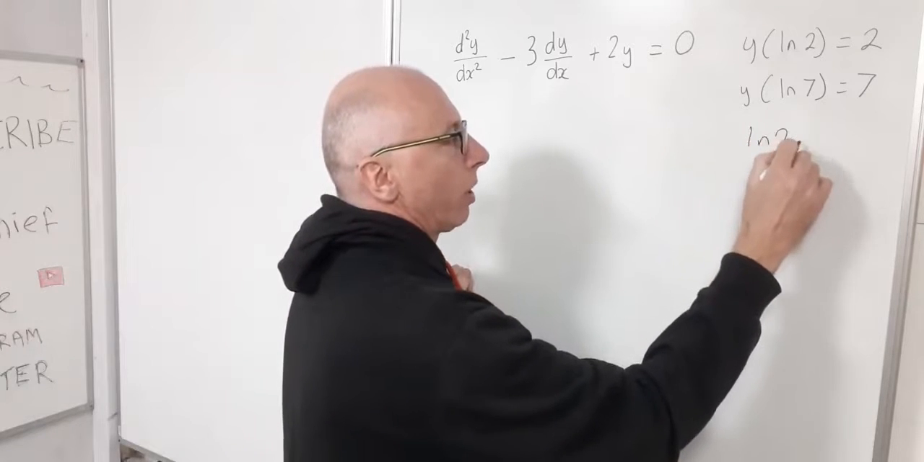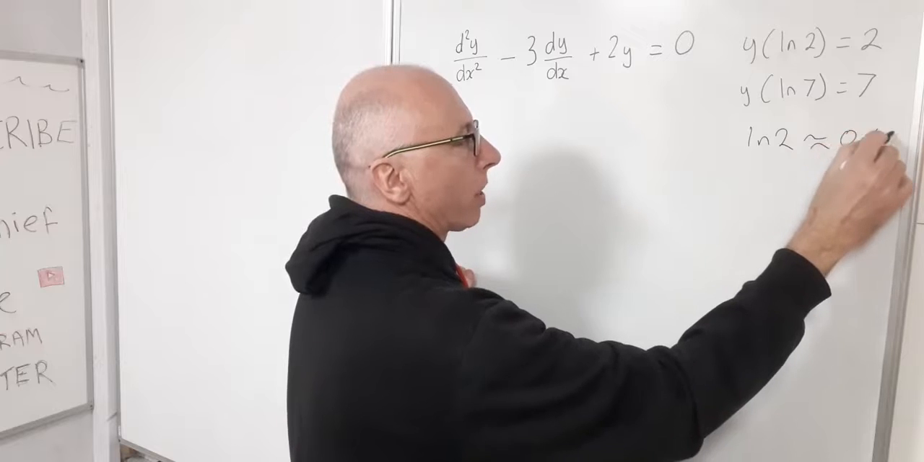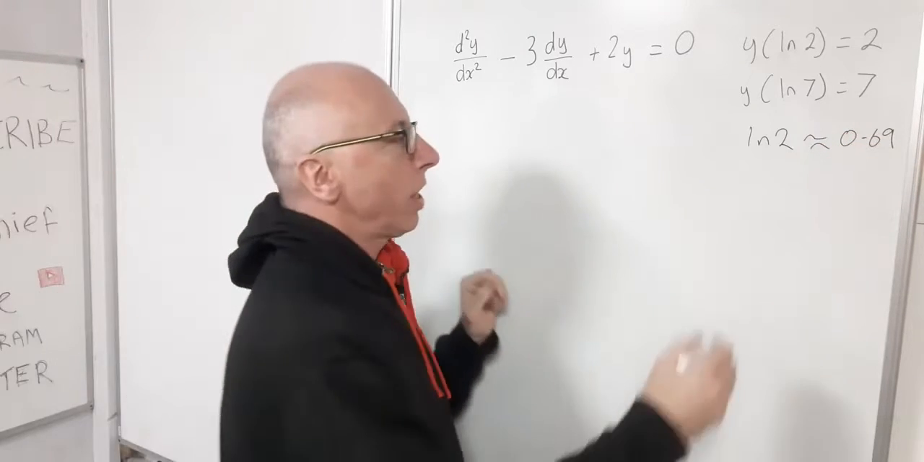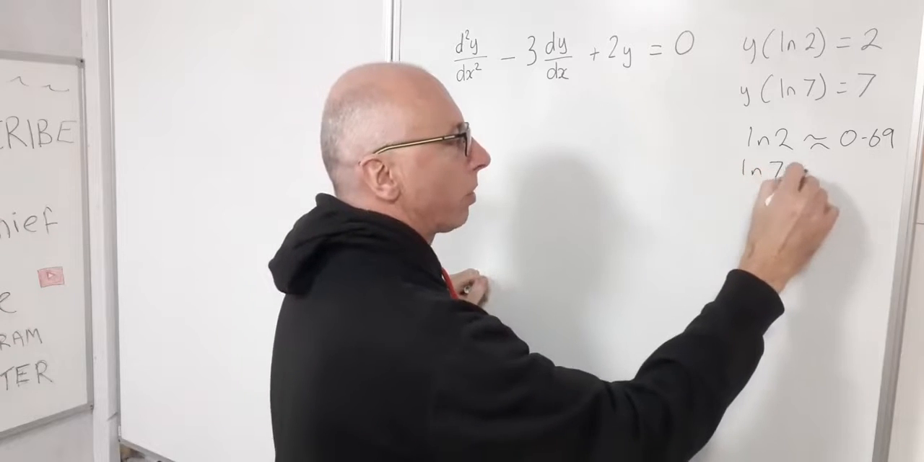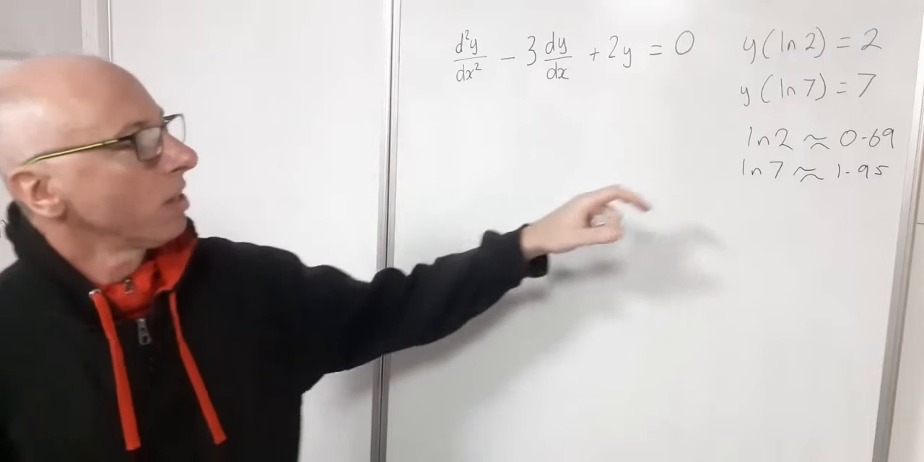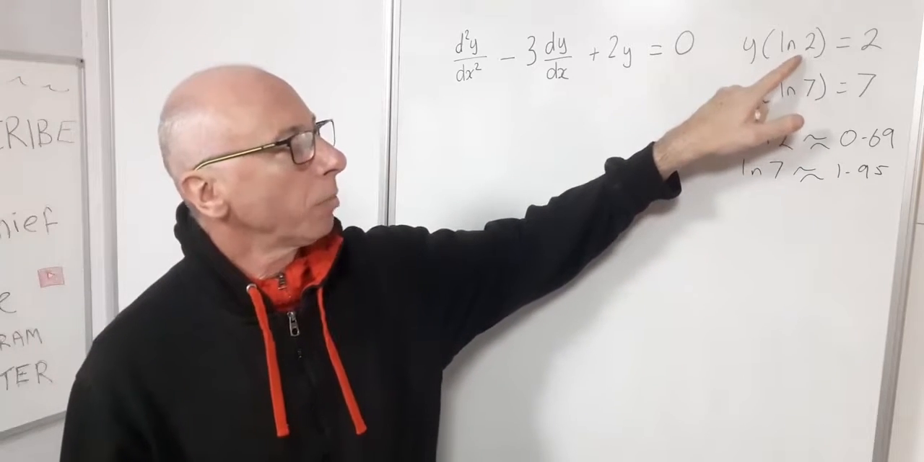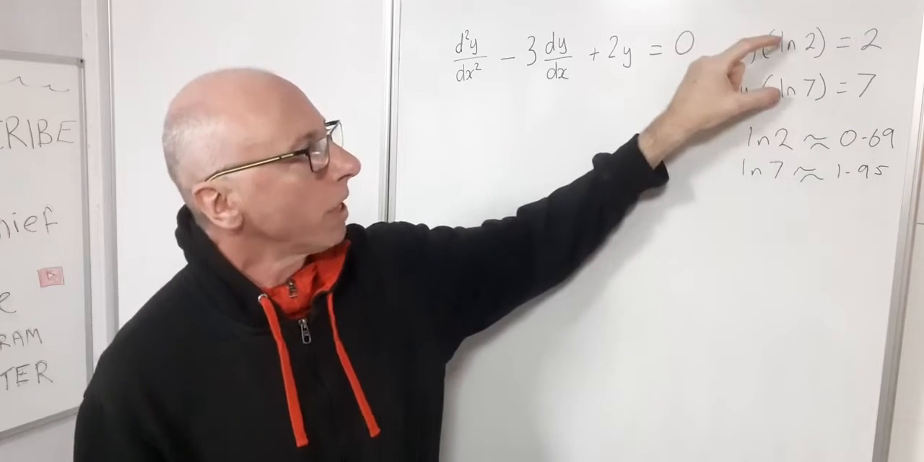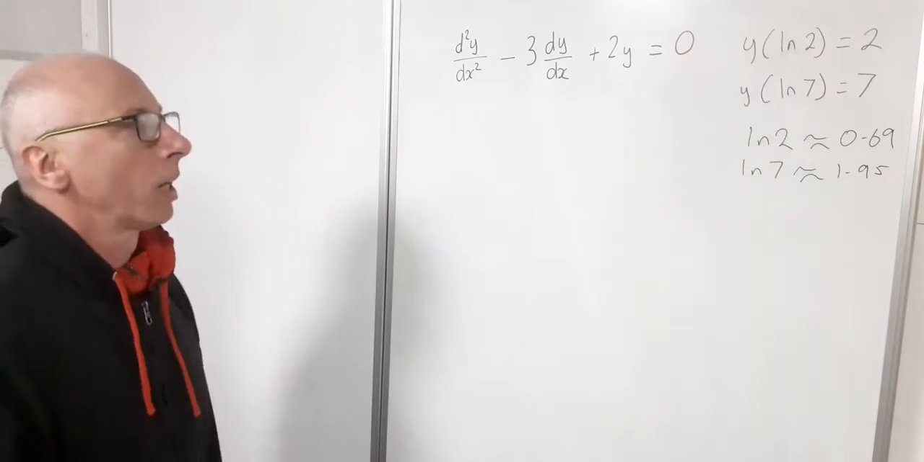Log of 2 we know is approximately 0.69. That's a really famous transcendental number. And log of 7 is also a transcendental number, and that's approximately 1.95. So you could be looking at 0.69 approximately is 2, 1.95 approximately equals 7. But these are going to be exact values.